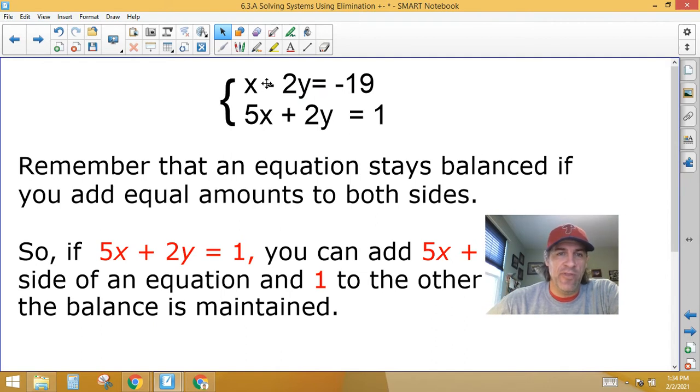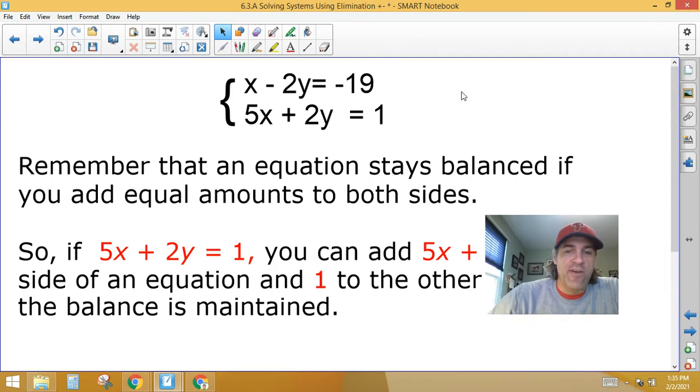Okay, so here's a system. I'm going to use this as the example. x minus 2y equals -19, 5x plus 2y equals 1. Recall, an equation stays balanced if you add the same value, the same thing, to both sides. All right, if you do the same thing to both sides.